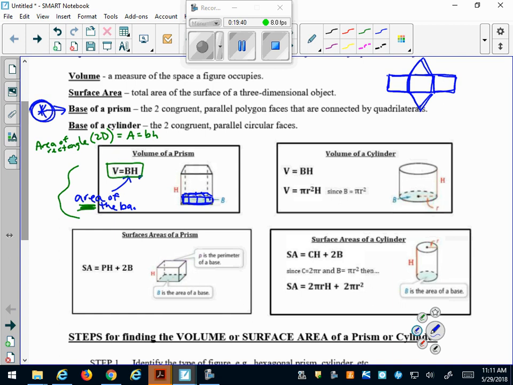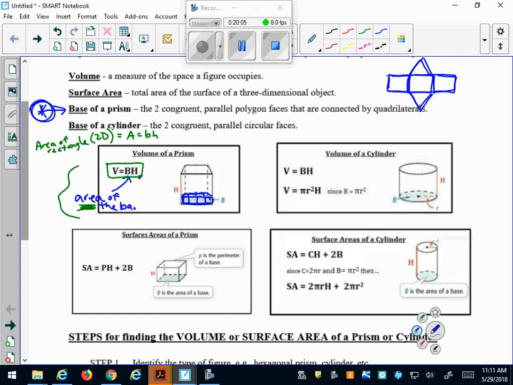Now, if I want to know how many cubes fill up the entire thing, what piece of information do you need? What's the height? Exactly. How many layers are there? If there's 16 cubes that fit in one layer, how many layers are there? Then you just multiply and you'll get how many cubes could fill the whole entire thing.